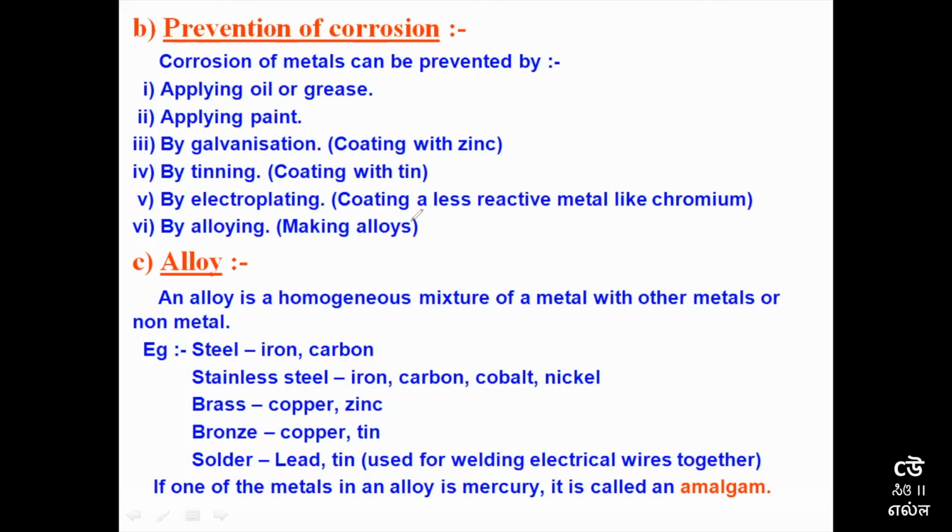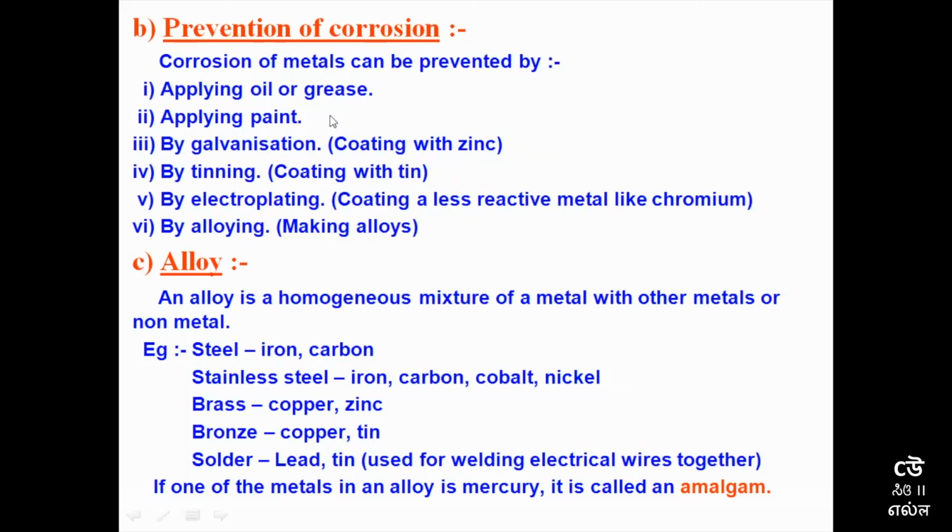By galvanization, which is coating the outer surface of a metal with zinc. By tinning, that means coating the outer surface of a metal with tin. By electroplating, that is coating with a less reactive metal like chromium. And by alloying, that means by making an alloy. So this was all about corrosion and how we can prevent corrosion.